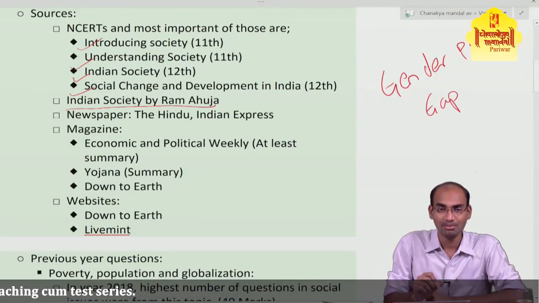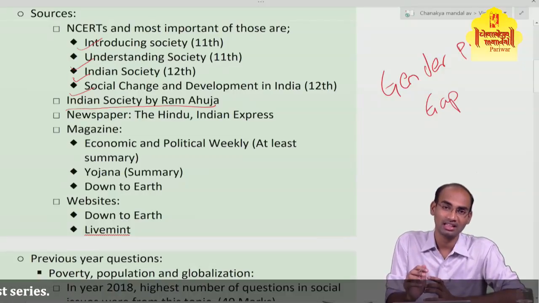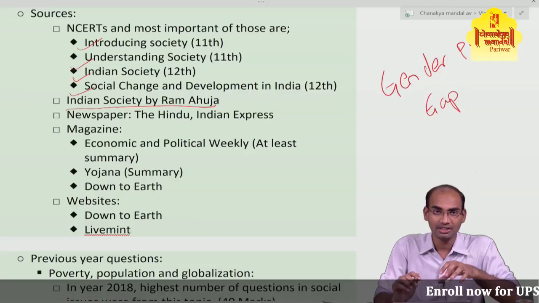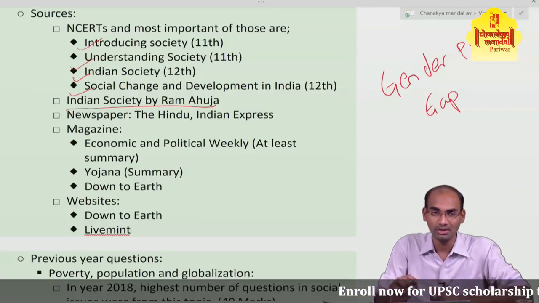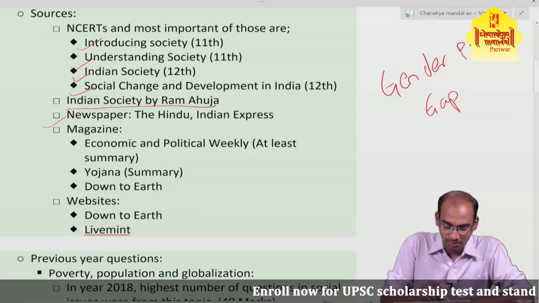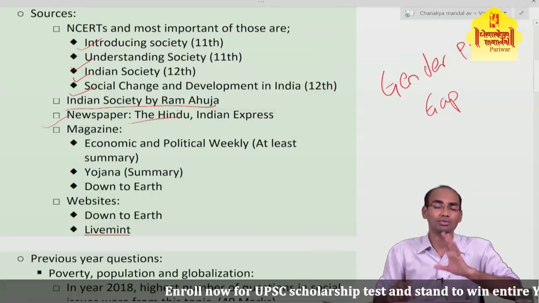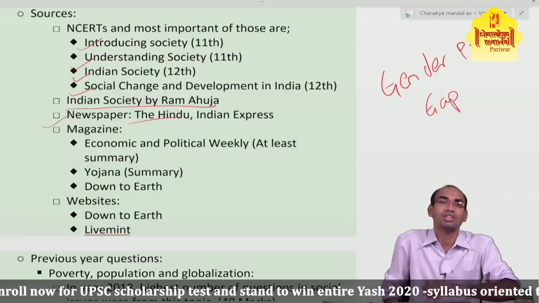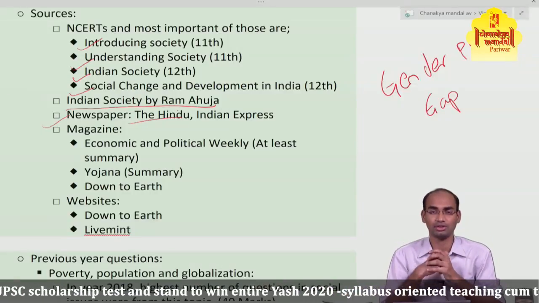Then Indian Society by Ram Ahuja. This is another book. If anybody is interested in reading something extra related to this subject, this is quite a good book. Then newspaper. This is quintessential. Without the newspaper you cannot answer a single question in the sociology paper.